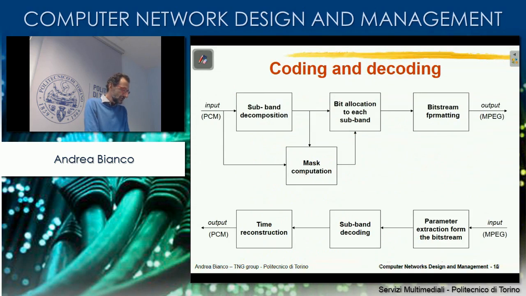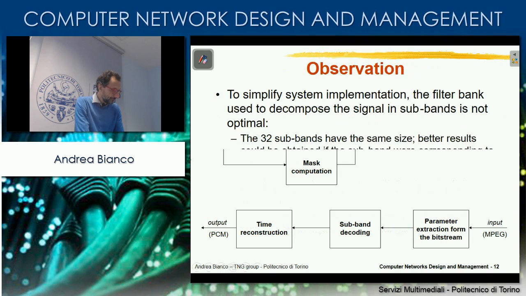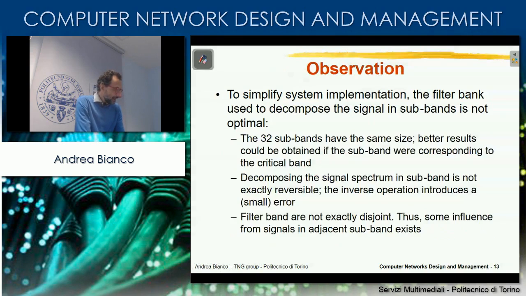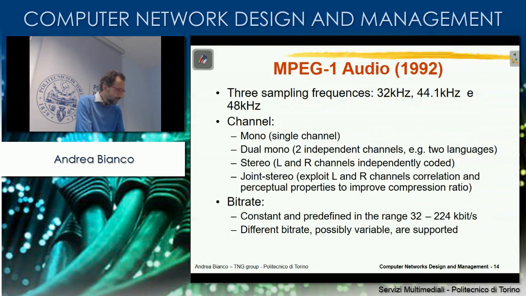This is just a graph that shows as a block diagram how the process of creating the signal goes, on the top part from left to right. You decompose in subbands, you compute the mask, you allocate the bits to each subband, and then you send the bit stream, with formatting. And at the receiving end, you do exactly the other process in the reverse order. This can be skipped. Some numbers here.